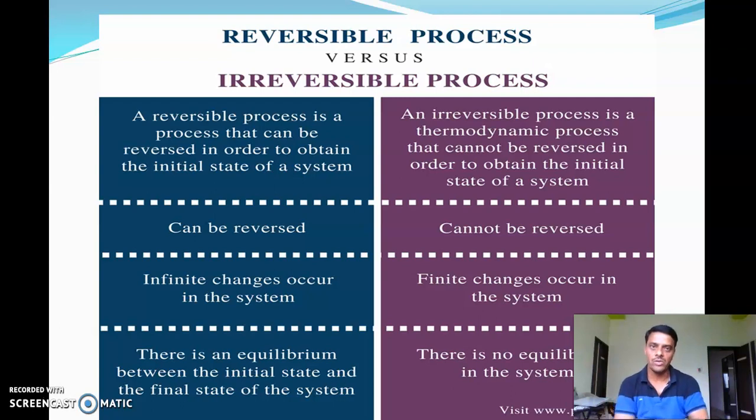If we talk about the reversible process, first of all, a reversible process is a process that can be reversed in order to obtain the initial state of the system. Simply by the name of that process itself, it says that the process which can be reversed to get back the initial state of the system is called a reversible process. And the process which cannot be reversed so as to obtain the initial state of the system is called an irreversible process.